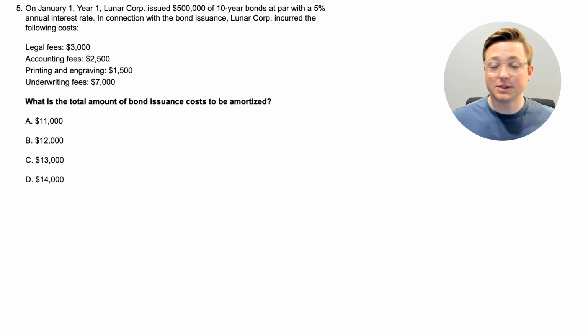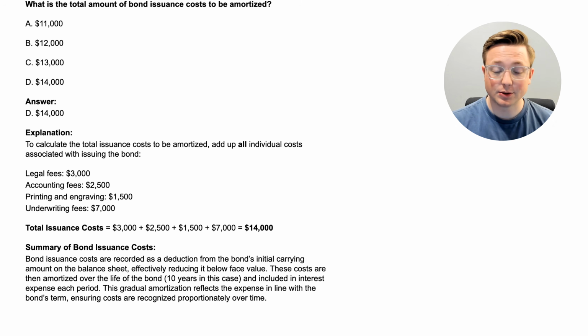If you have no idea how to do this, that's okay. Again, we're using these questions to learn how to do this. So pause the video if you want and come back when you're ready. All right, here we are. The answer is D, $14,000. That is the total amount of bond issuance costs that are going to be amortized.